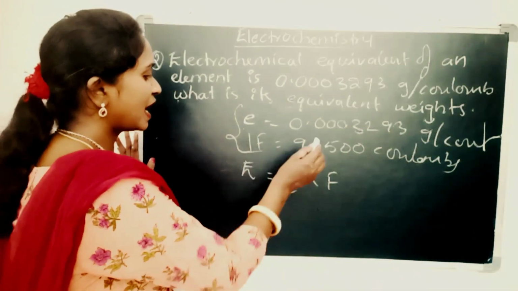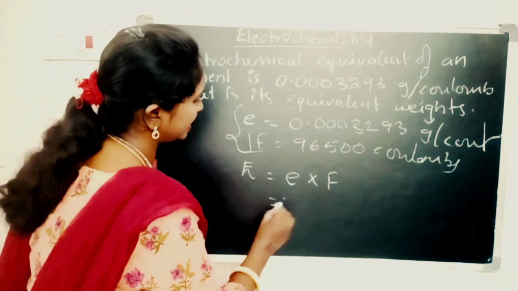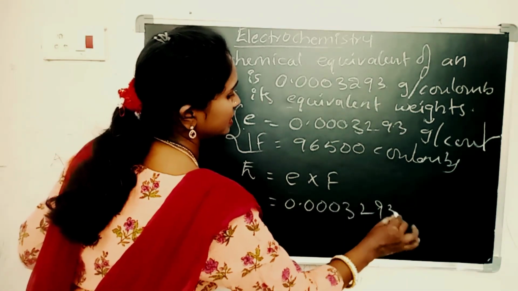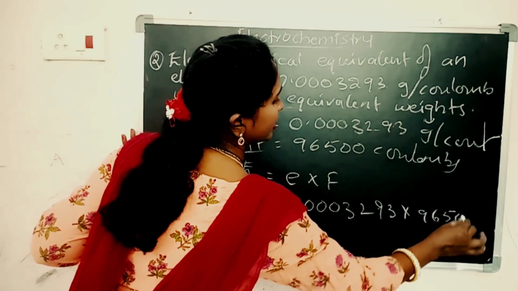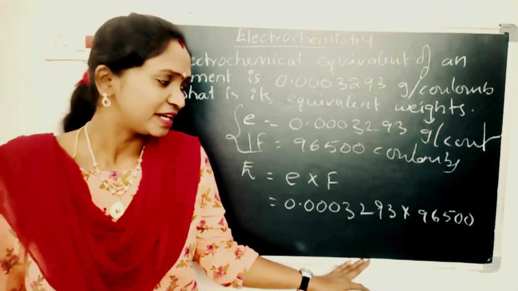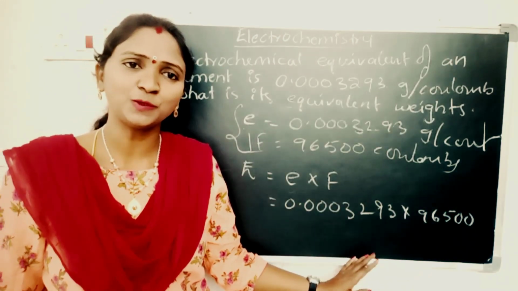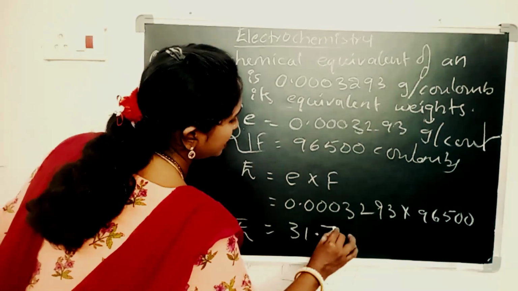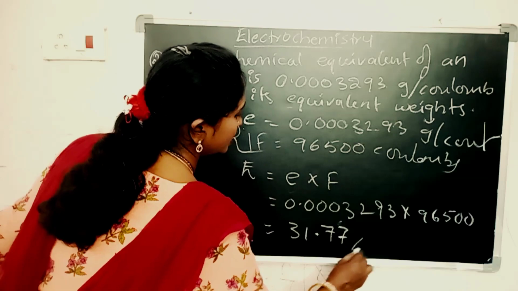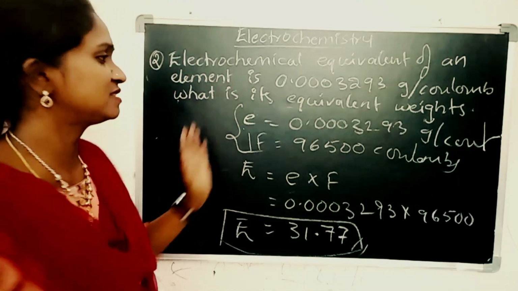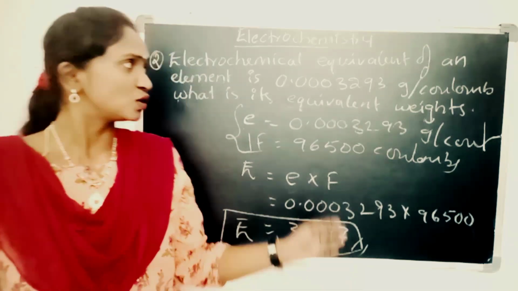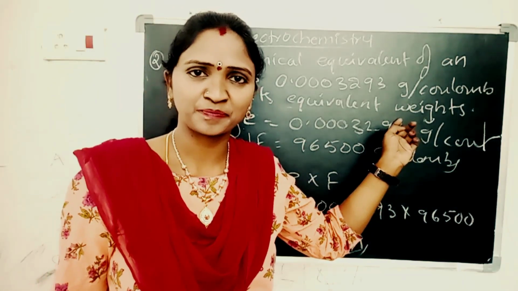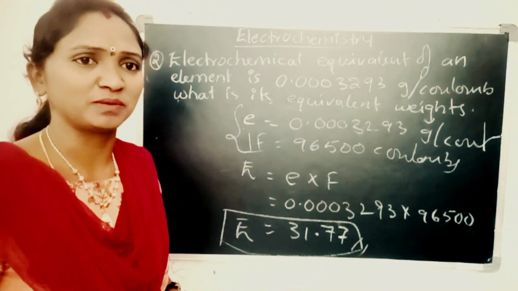So we will have both the values here. Then we can calculate 0.0003293 into 96,500 coulombs. After calculating we get the value, that is capital E equal to 31.77. So this is the final answer here. This is the direct problem: they gave the electrochemical equivalent and asked to calculate the equivalent weight. Okay, so move on to the next problem.